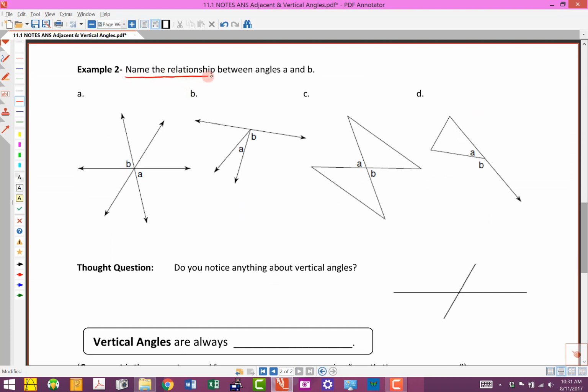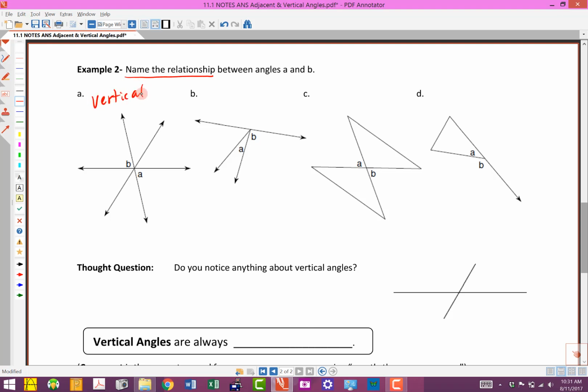All you have to do is name the relationship between angles A and B. So in each one of these diagrams, there's an angle A and an angle B, and all you have to do is say, okay, what's the best name for this? So if we look at this one right here, now this one has an extra line in it. This line right here isn't needed to make angle B and angle A. But you will notice that this line right here and this line right here form the two of those. They kind of share the same vertex, not the same side, and they're opposite from each other in that intersection. So the best name we could give to this would be vertical.